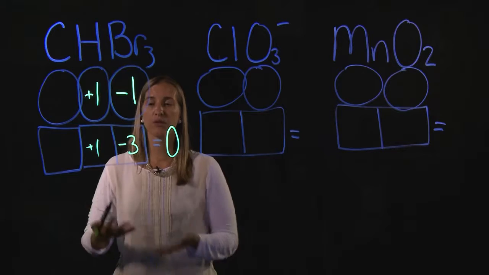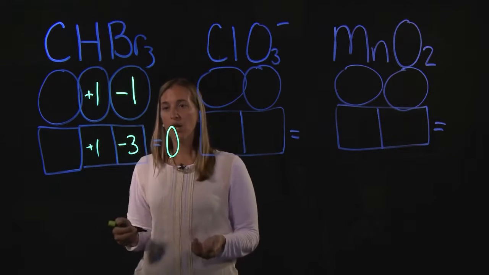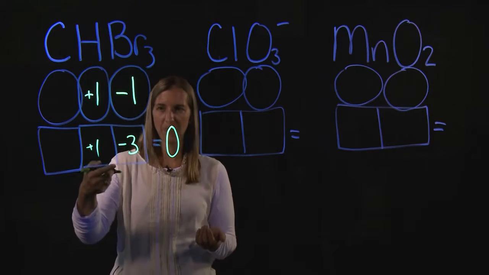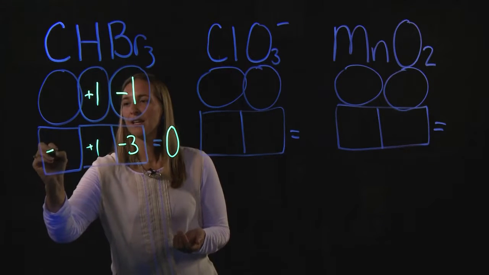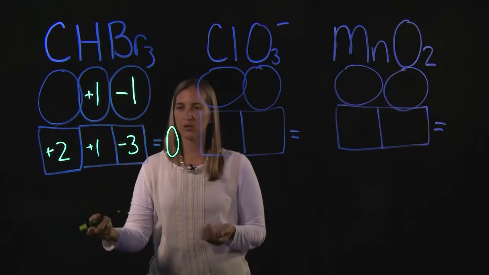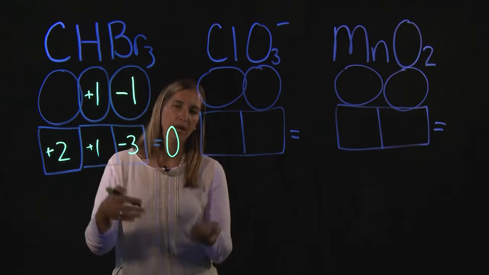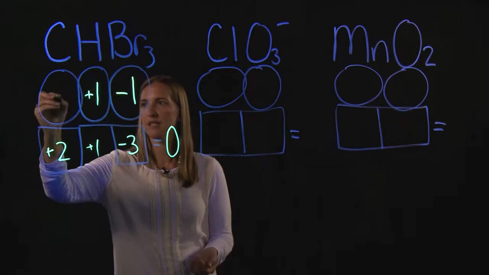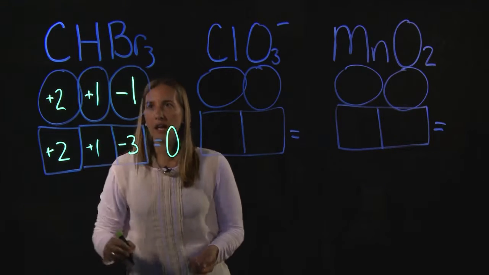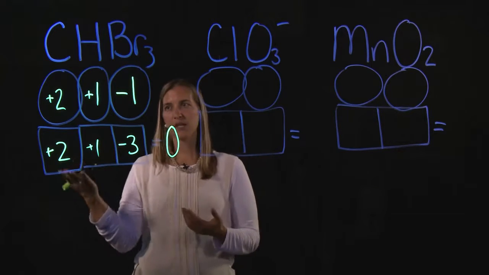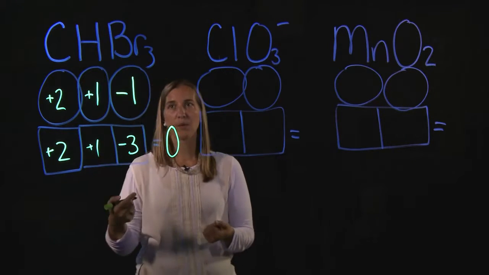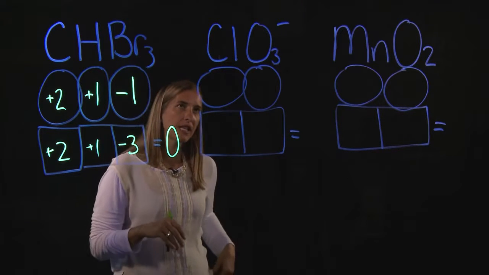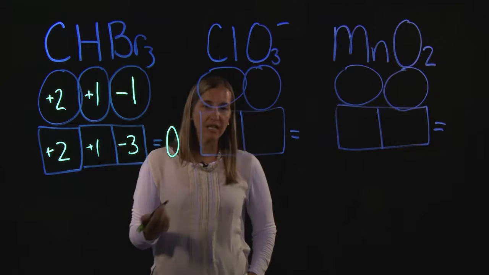So we have to use these numbers, and since we know it adds up to 0, we can figure out that +2 + 1 - 3 equals 0. So this has to be +2. So +2 + 1 is +3, - 3 gives us 0. Since there's only one carbon, the number in the circle and the box is the same. And now we've found the oxidation numbers: the carbon is +2, the hydrogen is +1, and the bromine is -1 each of them.